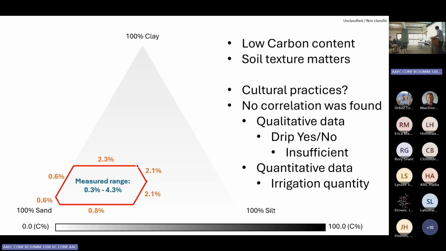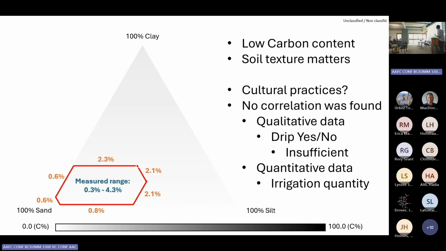Okay. So basically, what the result shows is that soil texture matters, but there is something else we didn't capture, right? The cultural practice probably is still very important, but there's no correlation found, as I mentioned before. That's probably because how we capture those factors is not efficient enough to identify the cause.